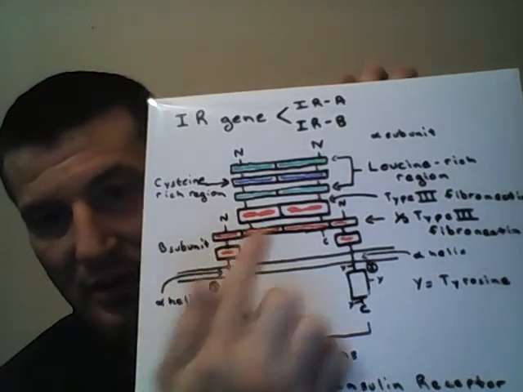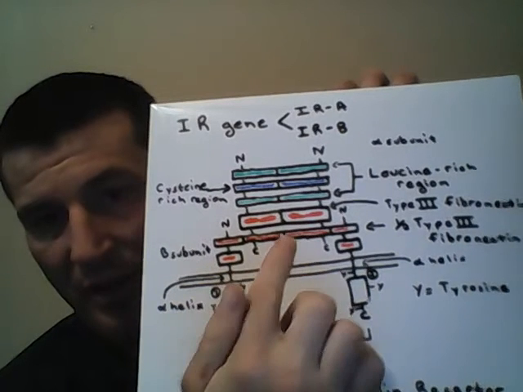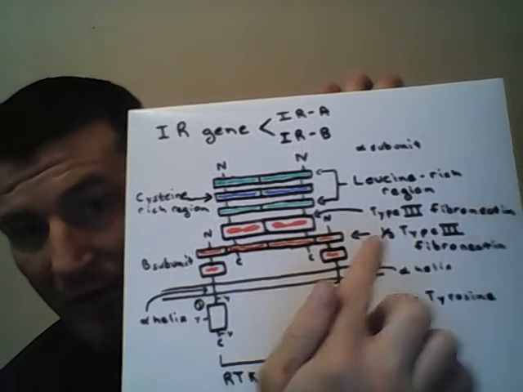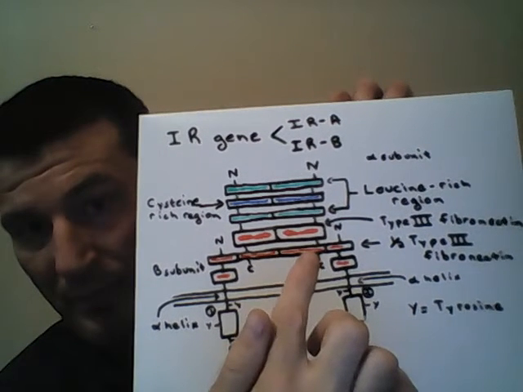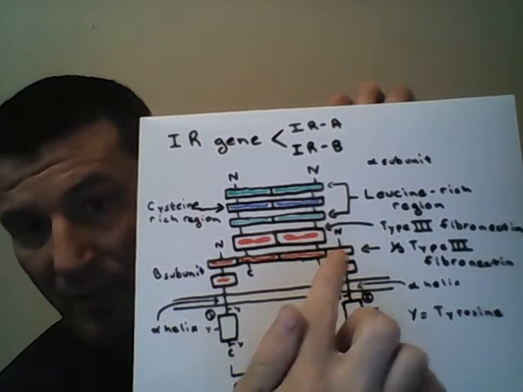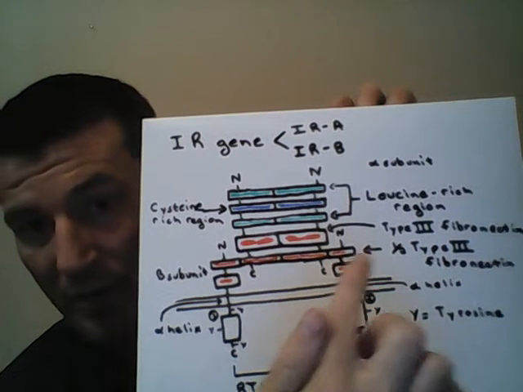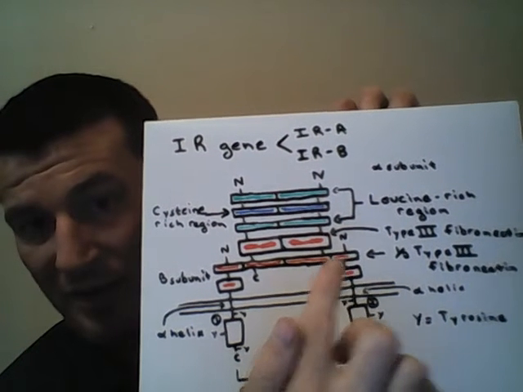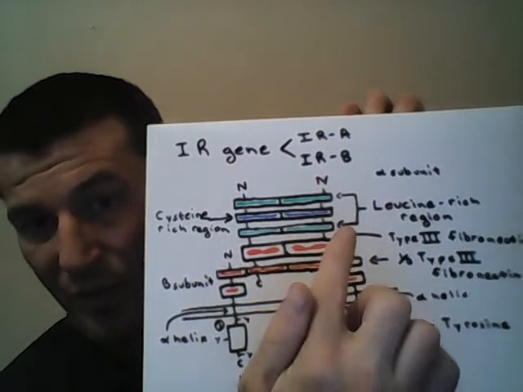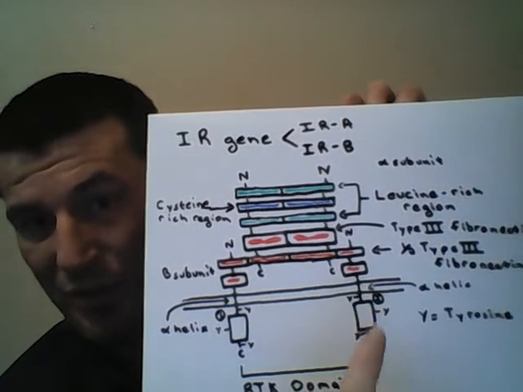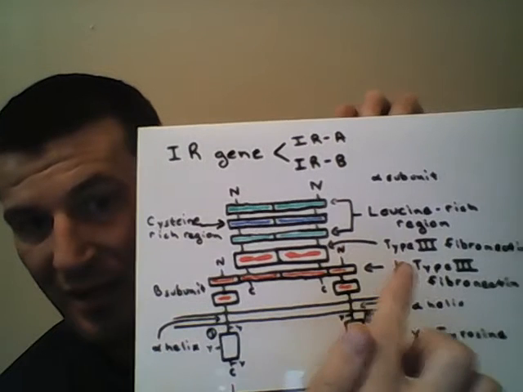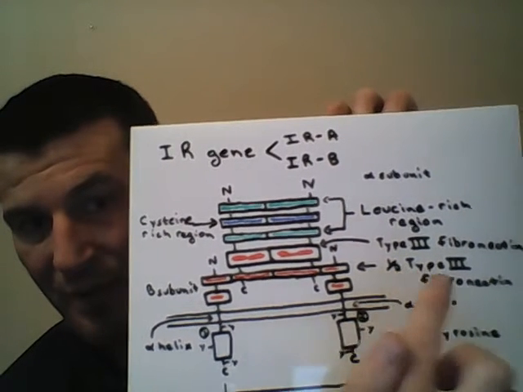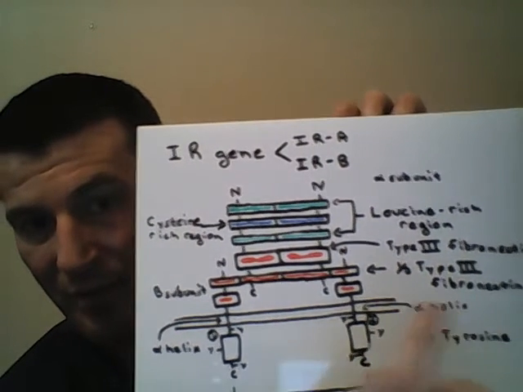Then here, we'll go a little bit further. This was half. Now the other half of type 3 fibronectin dimerizes vertically here. So it dimerizes vertically with what's in the beta portion. This is how it connects with the beta, via half of a type 3 fibronectin right here.